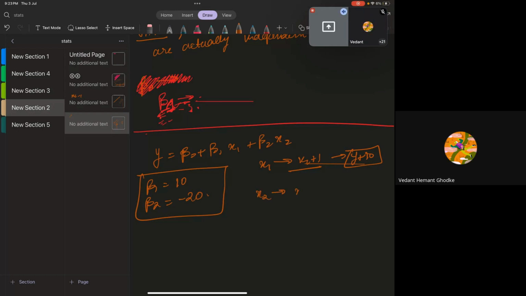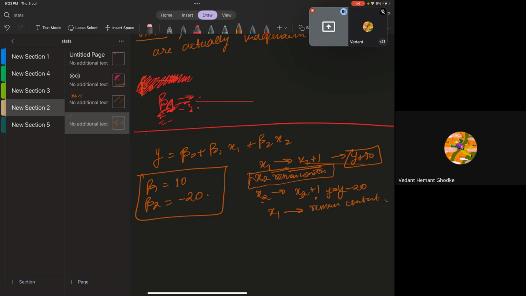If x2 increases to x2 plus 1, and again, guys, don't forget, x1 remains constant, then y will decrease by how much? 20. X1 remains constant.